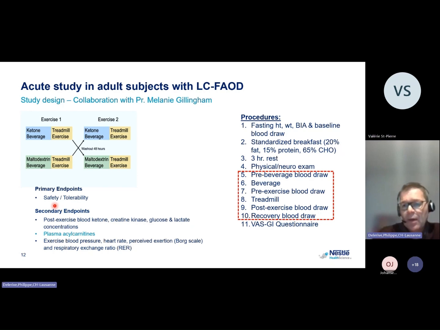As I told you, they are really, really intolerant to exercise, so it's really to stress them, but not too much. And then they will exercise for 30 minutes, and then they will recover for 30 minutes, and we will have 2 additional blood draws. And then we'll measure also safety and tolerability of the product using VAS scores and a battery of data. And we use here plasma acylcarnitine that were measured at the Mayo Clinic as a readout, as a pharmacodynamic biomarker.